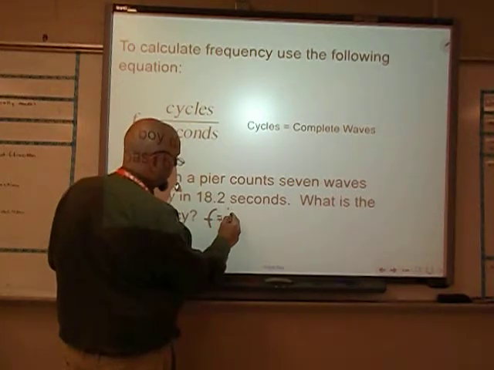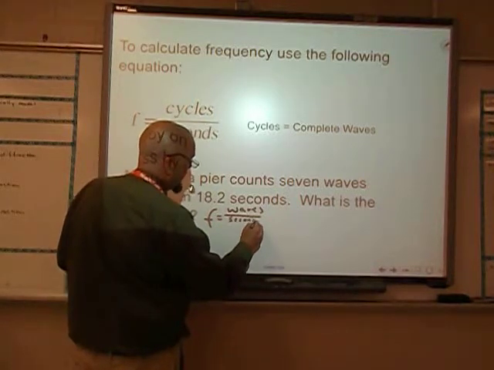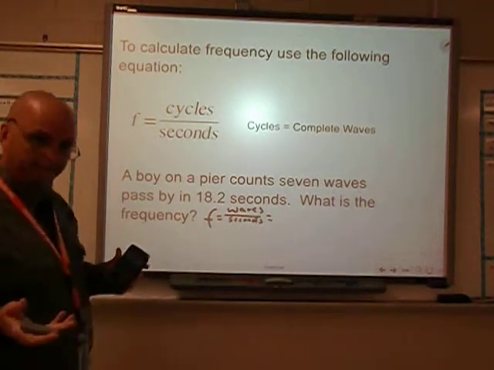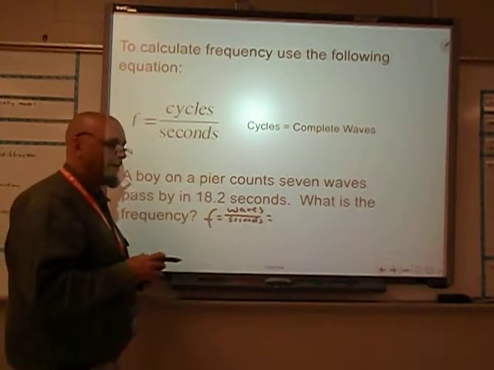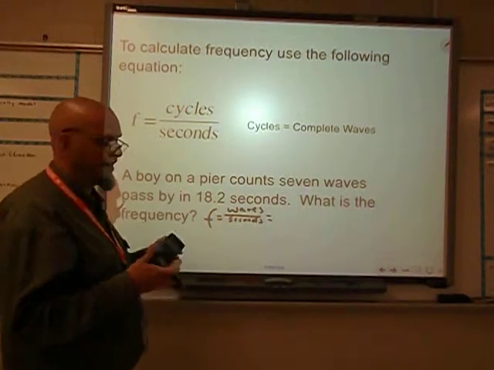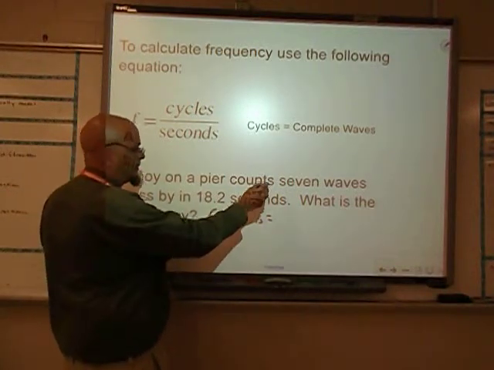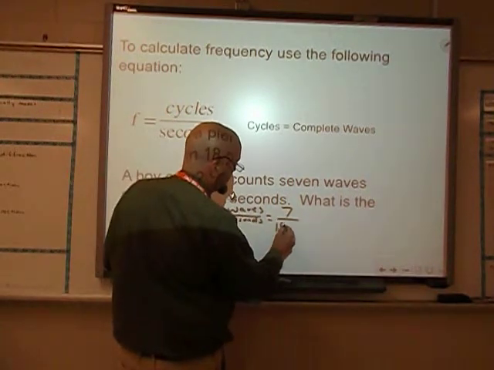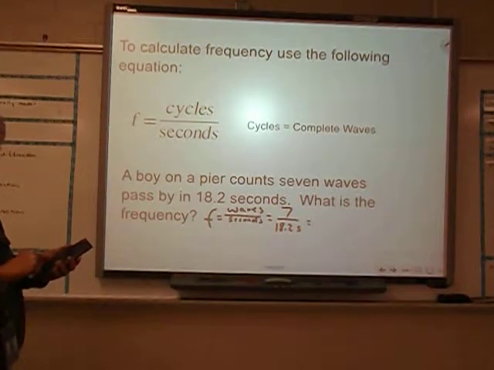Again, the frequency equals the number of waves, or cycles, divided by the time in seconds. And if this time had not been in seconds, we would have to convert it. If we have minutes, we'll multiply by 60 to convert it into seconds. If we have hours, we will multiply it by 60 to get it into minutes, and then multiply by 60 again to get into seconds. So our waves, 7 waves, 18.2 seconds. It's 7 divided by 18.2.